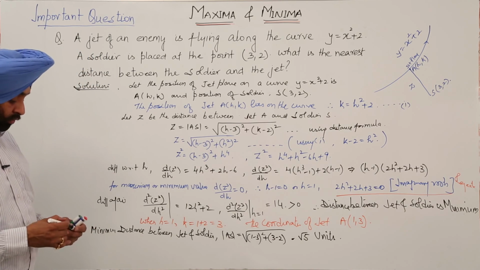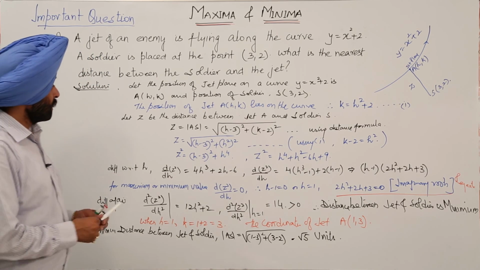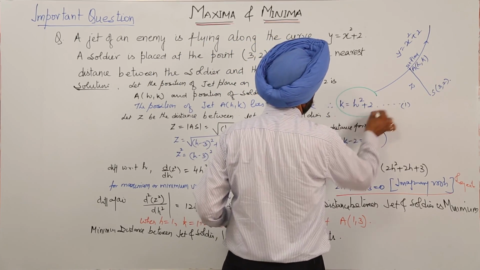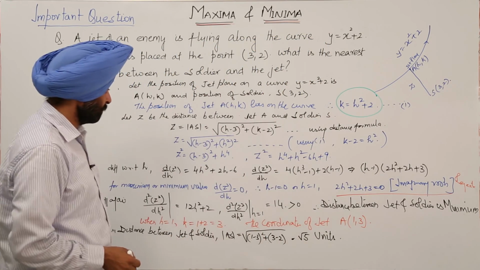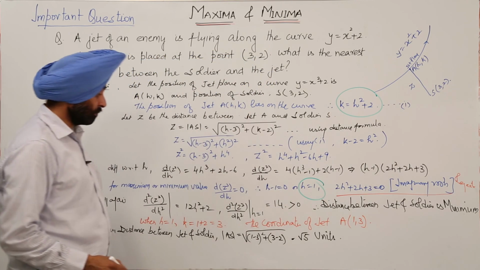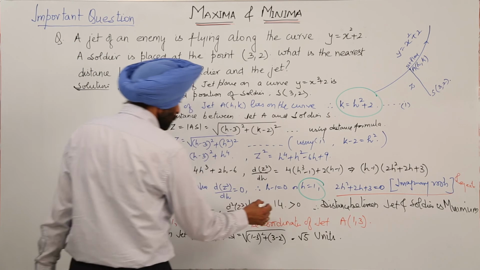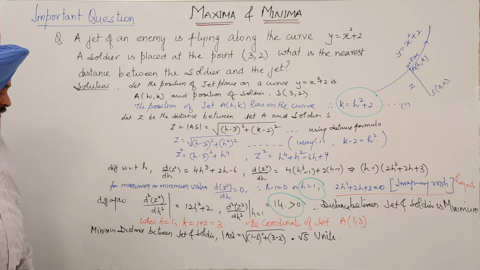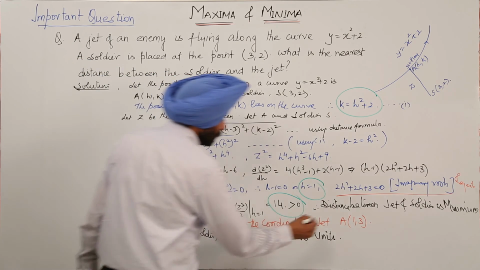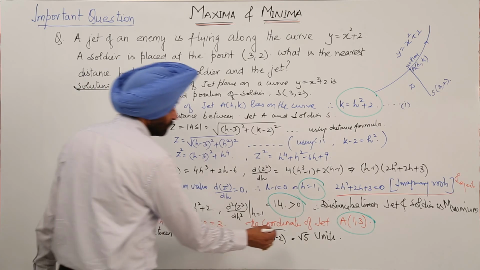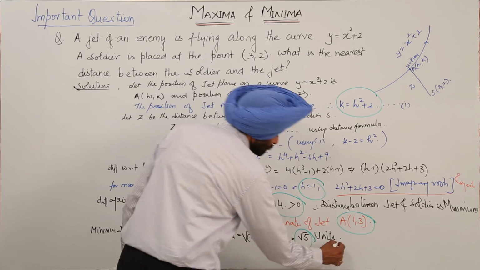So now what we have got: first of all we got this part, then we got h is equal to 1, we got the double derivative greater than 0 for the minimum part, then we got the coordinates, and finally we got the result. So this is the answer.